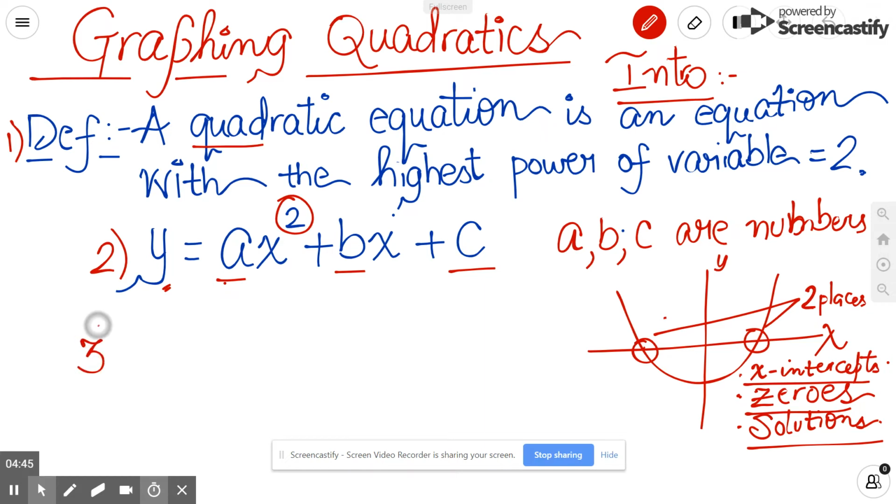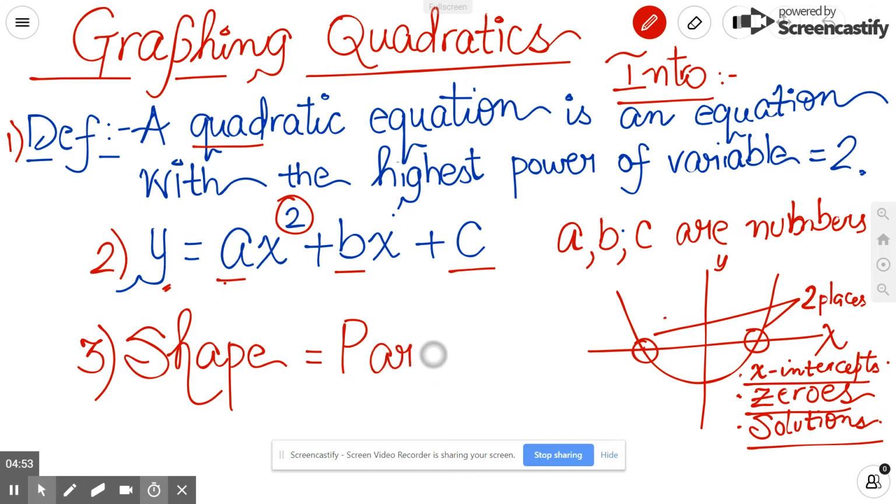Now, another important thing to keep in mind is that the shape of a quadratic graph is called a parabola. That's just another fancy name. Anytime you have a graph in the form of an upside down U or a U like this, it's called a parabola. All right, so on the next page, we'll move on to point number 4 in our note taking.